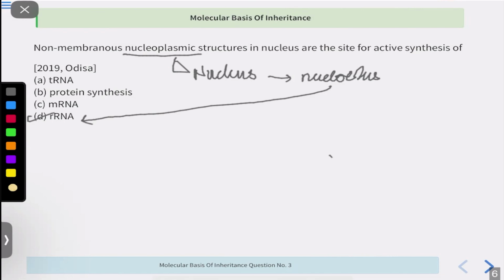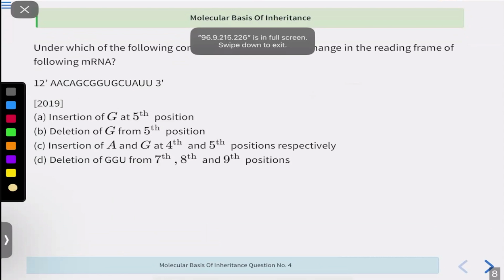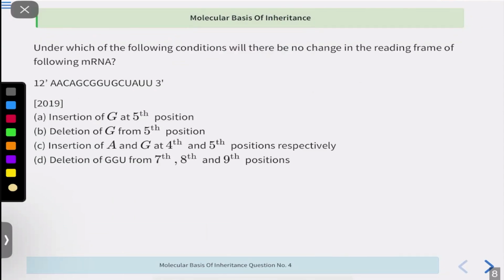So we'll move on to the next question. In which of the following conditions will there be no change in the reading frame of the following mRNA? Now the frame of the mRNA, you read it 3 nucleotides at a time. So if you insert or delete, you will definitely change the reading frame of your DNA.